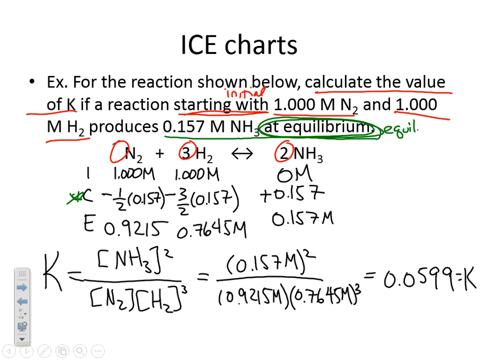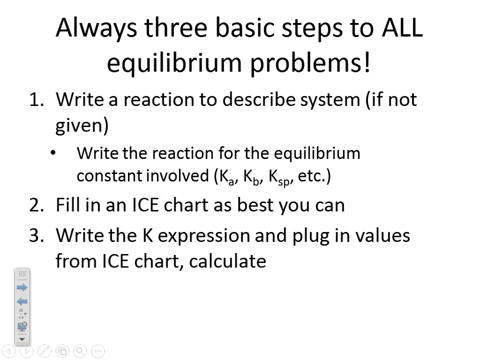Figure out the change for one species. Use stoich to apply that change to the other species. Plug it into an equilibrium expression and solve. In fact, this is going to be our strategy for almost every single equilibrium calculation problem we see. This is our strategy you're going to see me reference again and again and again.